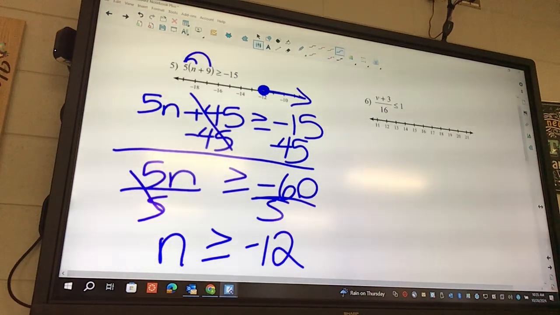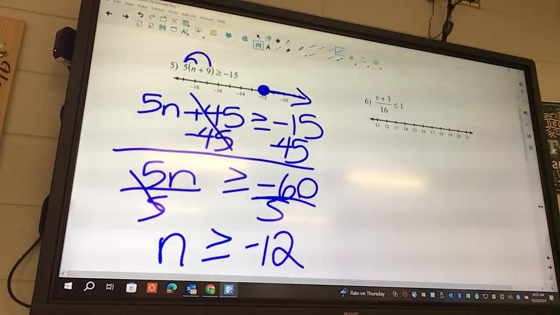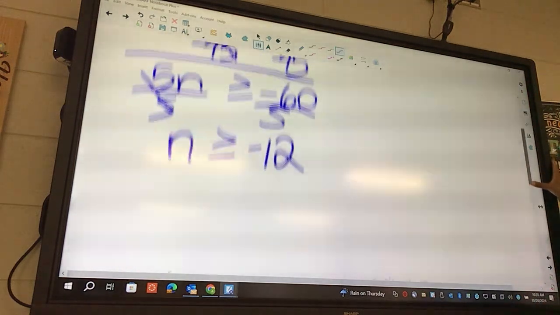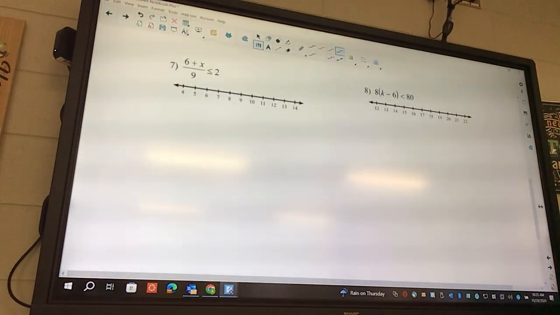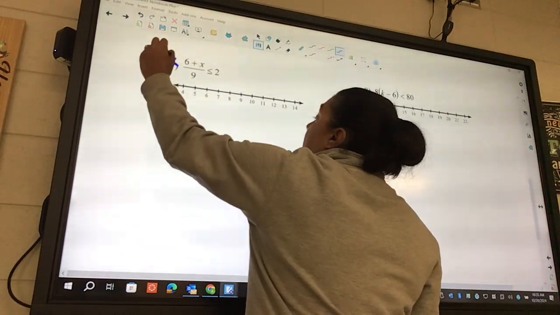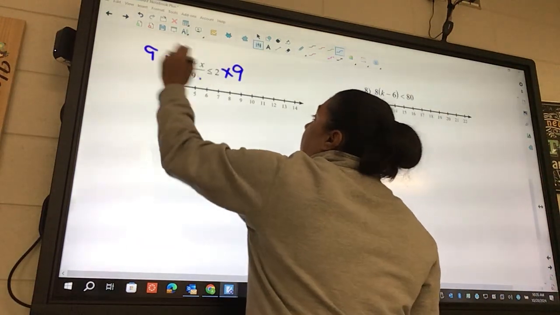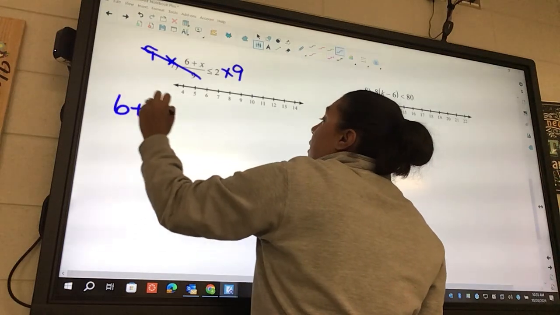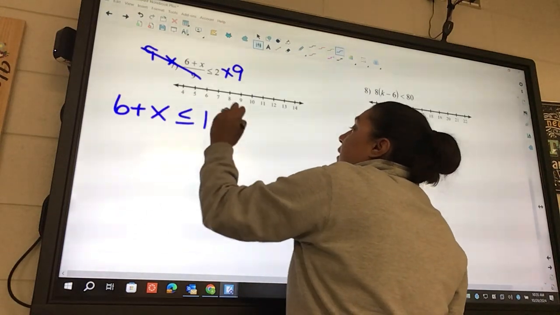Okay, 7. What needs done first? Are there parentheses? No. Is there anything to combine? No. Okay, so what needs done first? Look at 7. Who's the kid? The 9. So we're going to say times 9 on both sides. So I'm going to get 6 plus x, and that's going to give me 18.